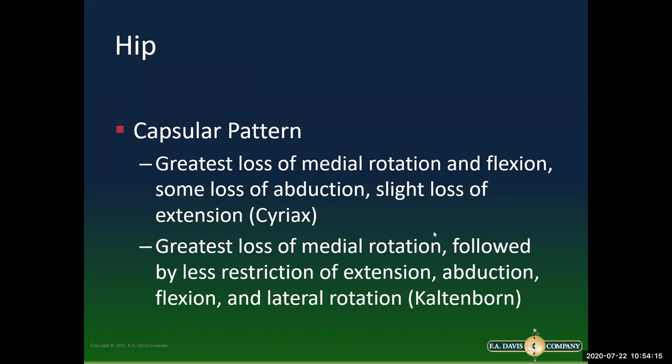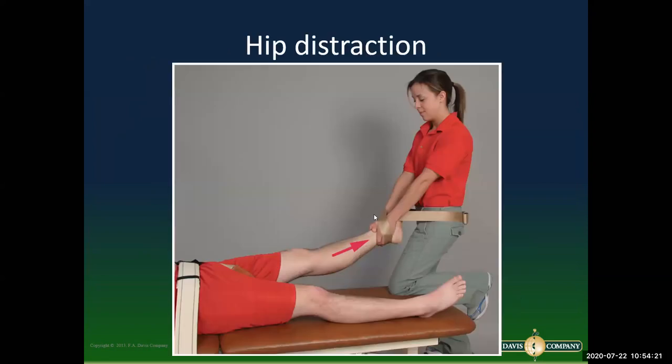At the hip, the greatest loss of range of motion is medial rotation and flexion, right? So with the hip, here's hip distraction. I guarantee if you have to do distraction on the hip, I would suggest getting a gait belt, because this gets tiring, especially if you're lifting my leg. You're going to have to lift my leg, hold my leg, and pull on my leg.